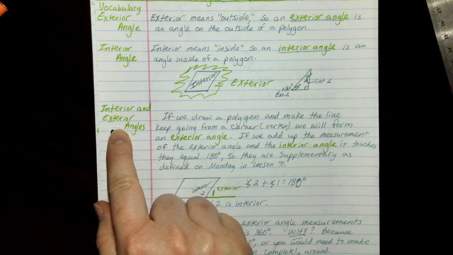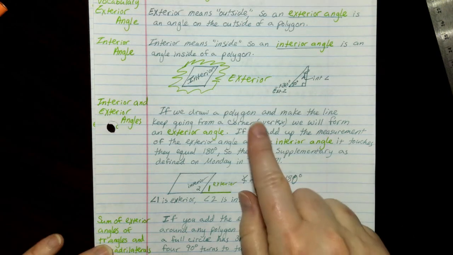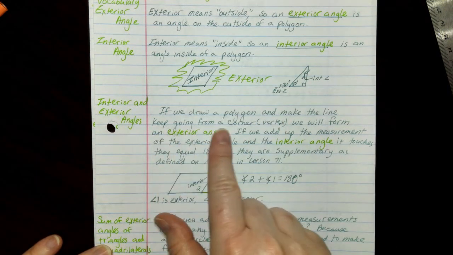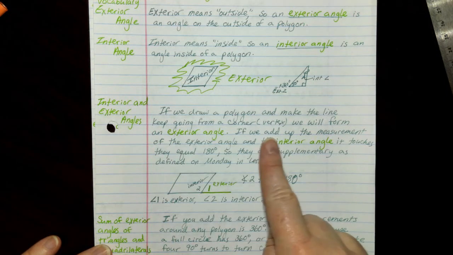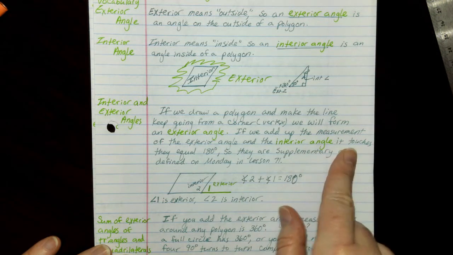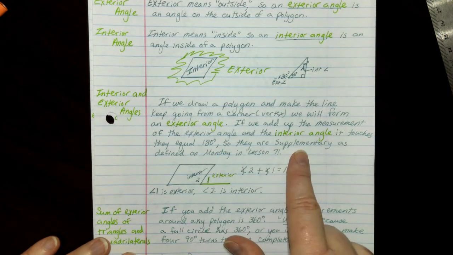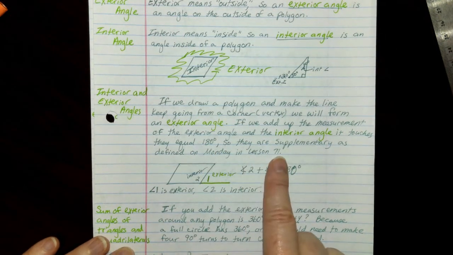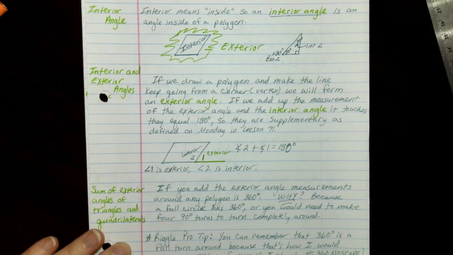Interior and exterior angles. So now we're going to actually talk about the new concept. If we draw a polygon, a multi-sided shape, and make the line keep going from a corner, or a vertex, we will form an exterior angle. If we add up the measurement of the exterior angle and the interior angle it touches, they equal 180 degrees. So they are supplementary, as defined on Monday in lesson 71. So here's my polygon. It's got 4 sides on it.